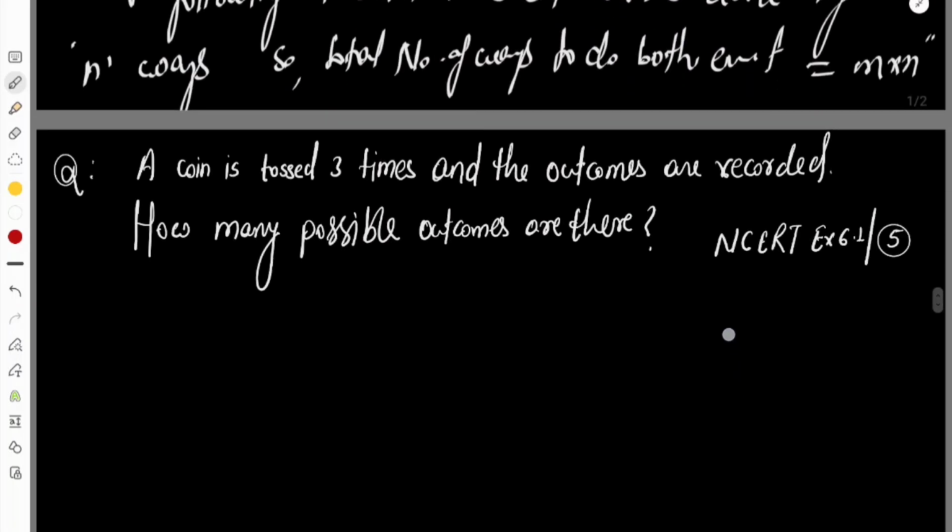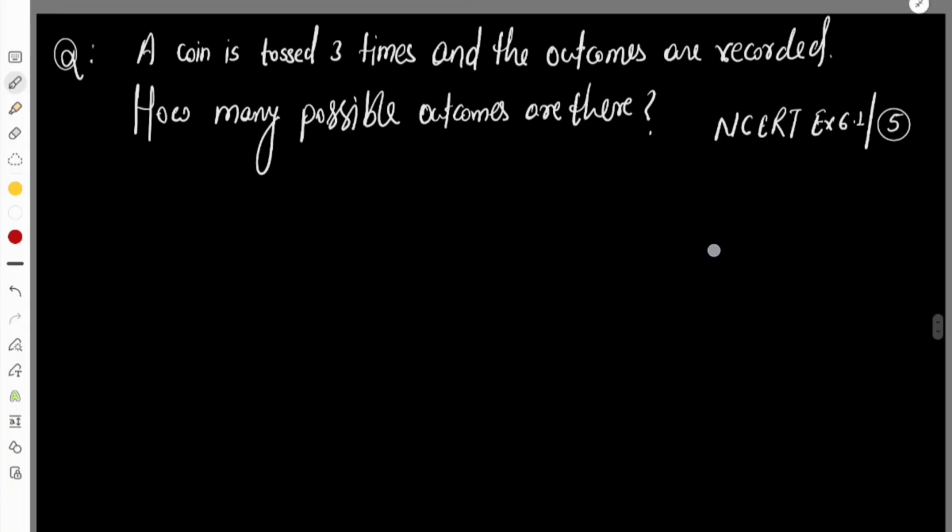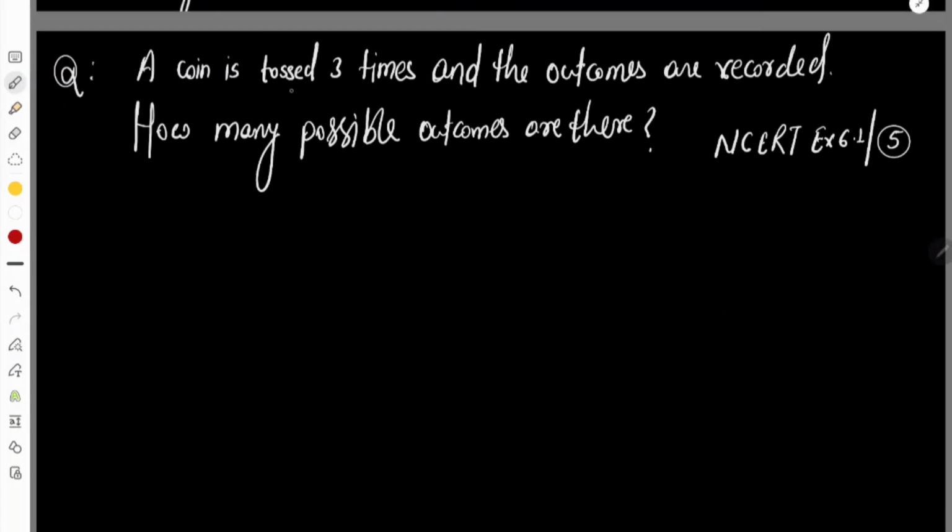Let's move to the question part. The question says: a coin is tossed 3 times and the outcomes are recorded. How many possible outcomes are there? First, we will go with the manual way. Let's say you make 3 places to write the outcomes: first toss here, second toss here, third toss here.